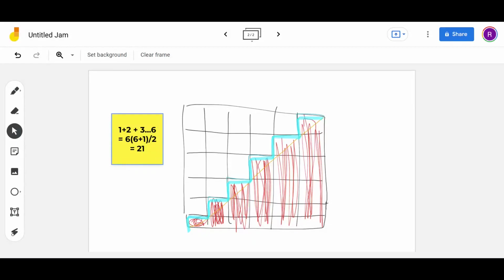Sir, first column is one square, sir, and second column is two squares, sir. Third column is three squares, sir. Fourth column is four squares, sir. Fifth column, five, sir. Sixth column, six, sir. Okay, good, fine. So, I hope everyone has understood. If someone has not understood why you get 21 squares here, then please let me know.